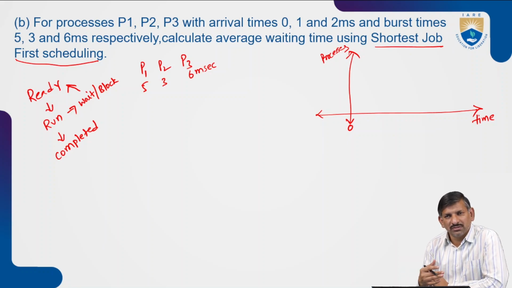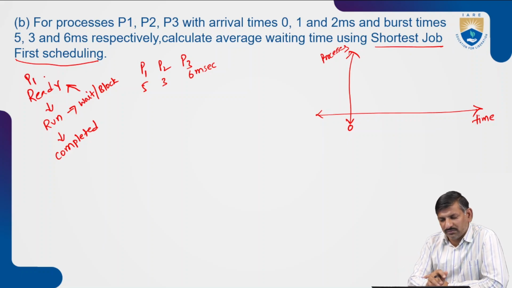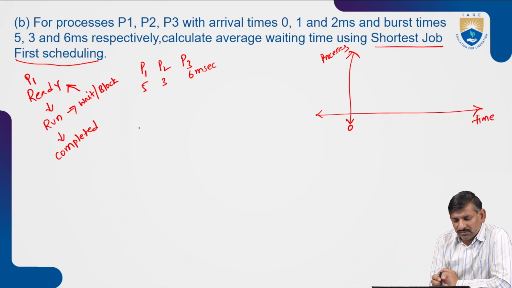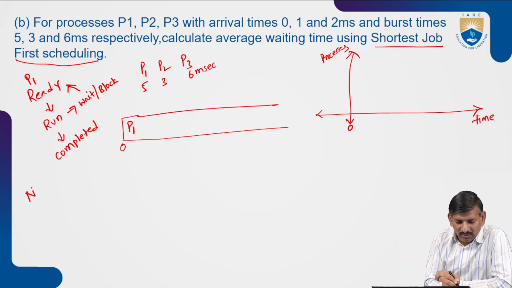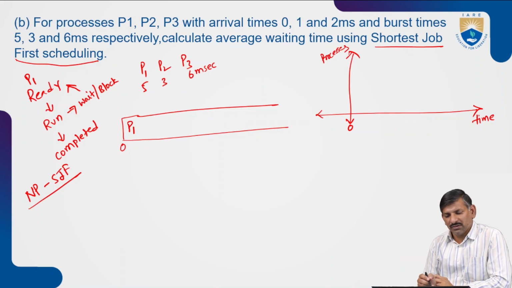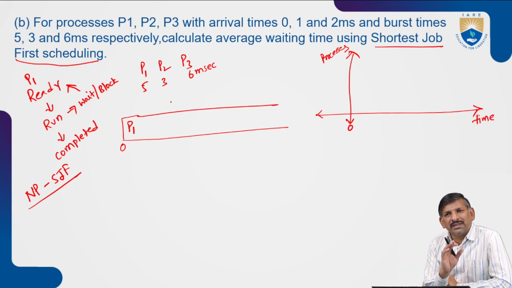Okay. First, non-preemptive. At the time of 0, only P1 is available in the ready state. So P1 is scheduled for execution. We are considering non-preemptive SJF, shortest job first scheduling. In this point of view, keep that in mind. So what is the P1 execution time? 5 milliseconds. Non-preemptive means once the currently executing task completes, only then a new process is scheduled for execution. So its execution time is 5 milliseconds.